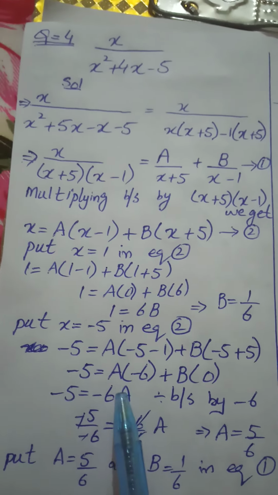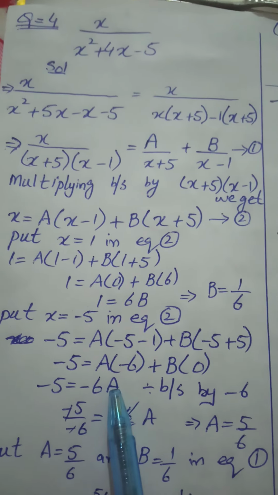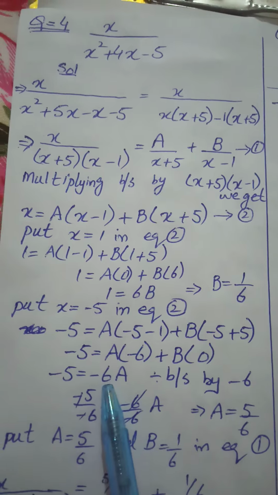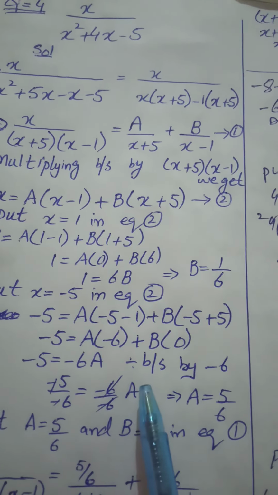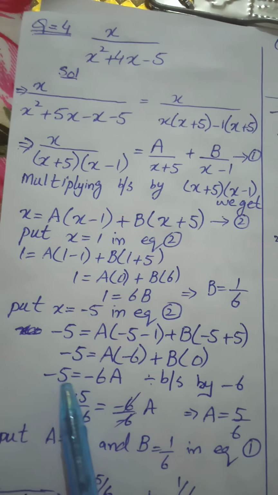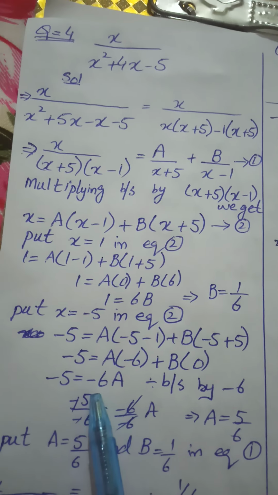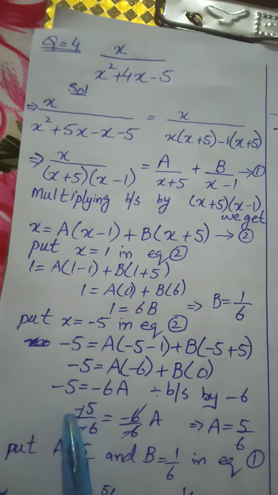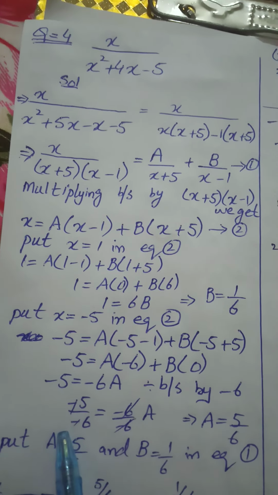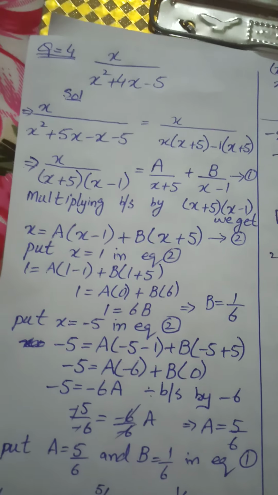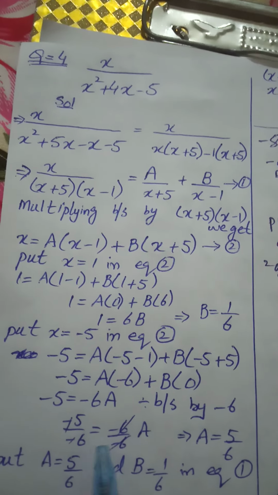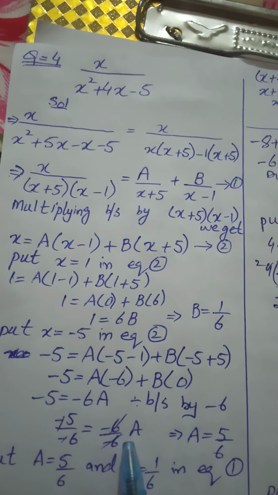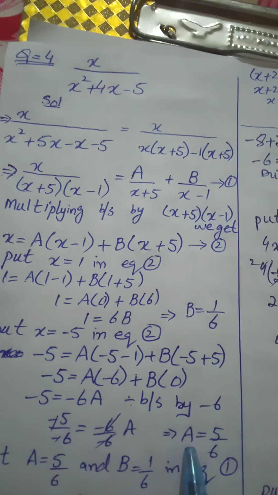This is a into minus 6. We can write minus 6 into a, because the commutative law holds. Now minus 6 is in multiplication with a, so we can divide both sides by minus 6. Minus 6 will be cancelled out, and the minus signs will cancel each other, because minus minus gives plus. That's why it will be 5 by 6, because minus 6 will be cancelled and just one will remain. So we can write a is equal to 5 by 6.